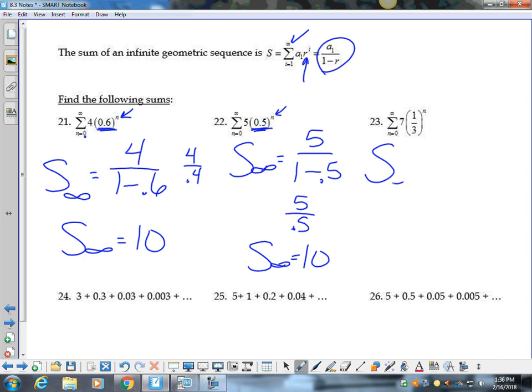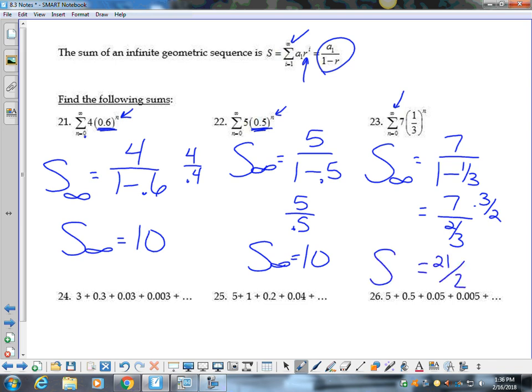This one, I'm finding the sum of the infinite geometric series. I need my first term, plug a 0 in there. That's going to wipe that out and leave me with a 7. All right, now look, do this without a calculator. 3/3 minus 1/3 is 2/3. Then Bojangles, 21 over 2. Don't give me decimals on that. Decimals tell me you're plugging it into your calculator and you're not thinking.